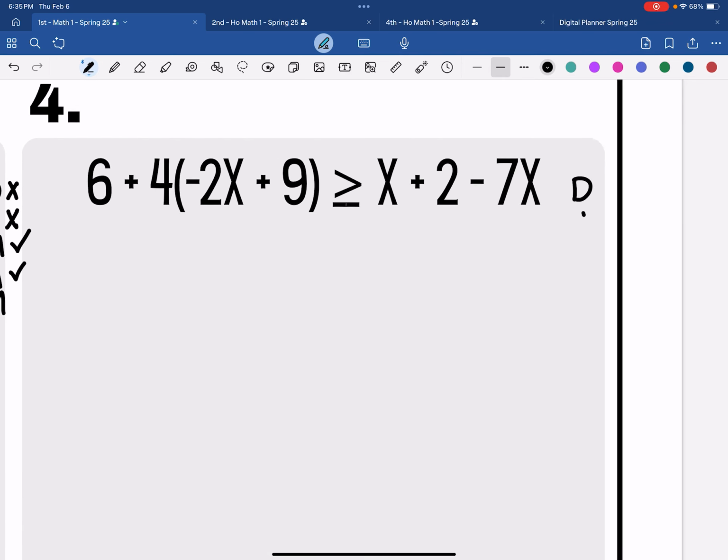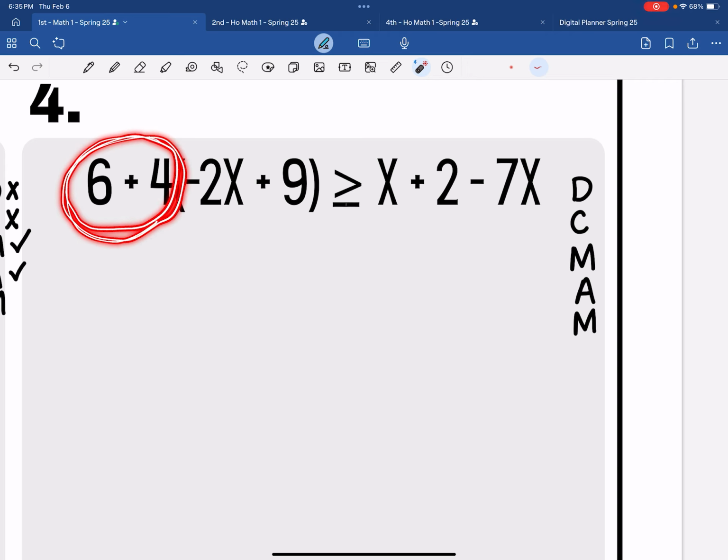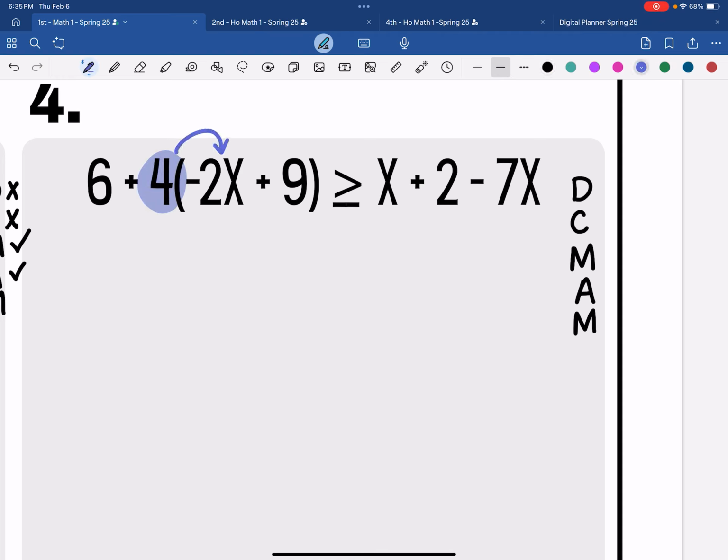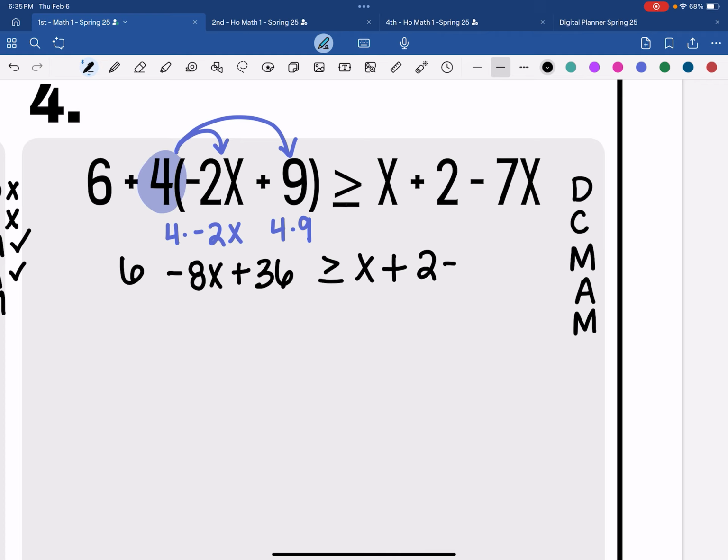All right, so for our last example, I have don't call me after midnight again. So we do need to distribute. Remember, we do not combine these two together before we distribute. When we distribute, we are going to distribute this 4 first. So that 4 is going to get multiplied to negative 2 and to 9. So we got 4 times negative 2, and we got 4 times 9. So that's going to become negative 8x plus 36. We're going to go ahead and bring that 6 down. Is greater than or equal to x plus 2 minus 7x, because there's no more parentheses.